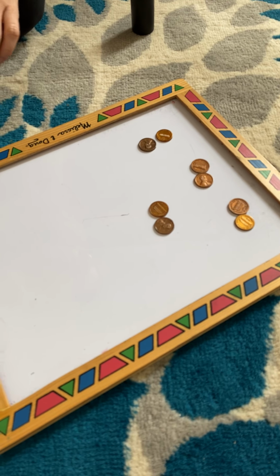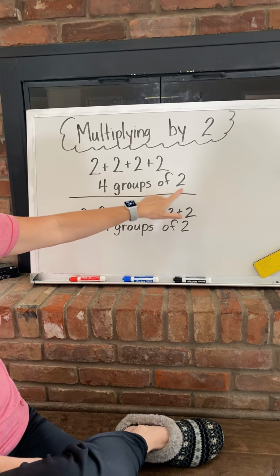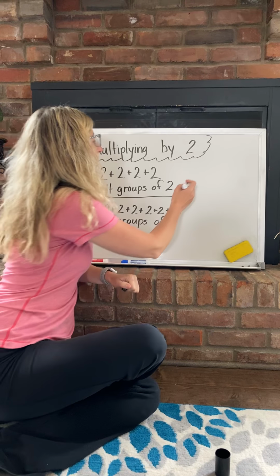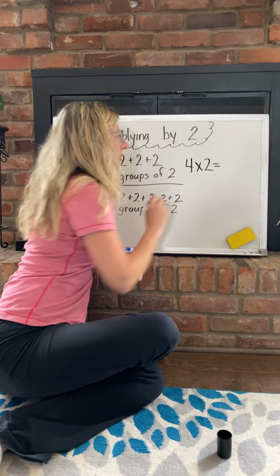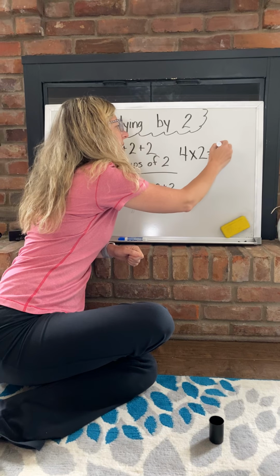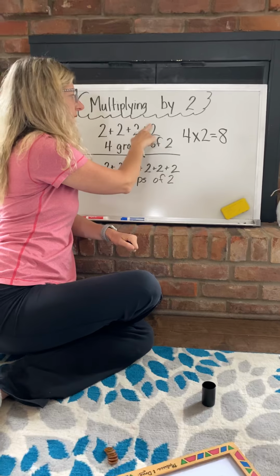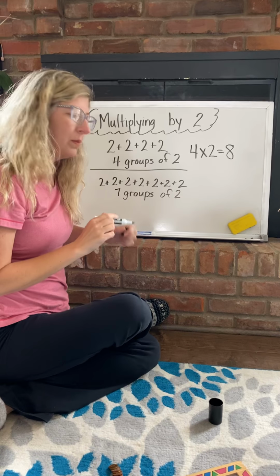So mathematicians can write it like this. 1, 2, 3, 4 groups of 2. They can write it like this. 4 groups of 2. Or mathematicians know a symbol that means groups of. Do you remember that symbol? It's the times sign. So it could look like this. 4 groups of 2 equals, and how many pennies did we say that was? 8. So that equals 8. This equals 8. 2 plus 2 plus 2 plus 2. 2, 4, 6, 8. This equals 8. All of that is 4 groups of 2.